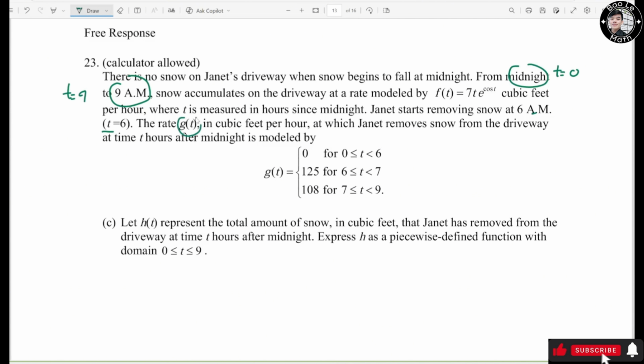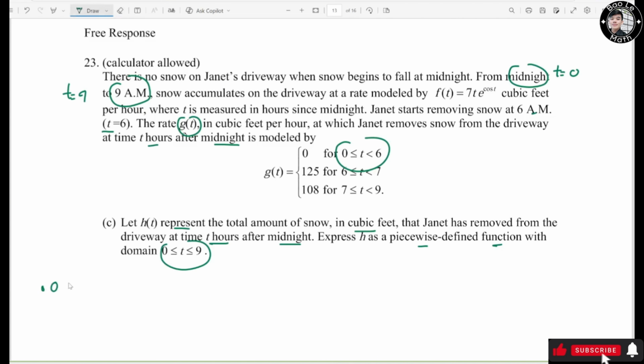The rate g(t) in cubic feet per hour at which Janet removes snow from the driveway at time t hours after midnight is modeled by this piecewise function. Question C. Let h(t) represent the total amount of snow in cubic feet that Janet has removed from the driveway at time t hours after midnight. Express h as a piecewise defined function with domain from 0 to 9.